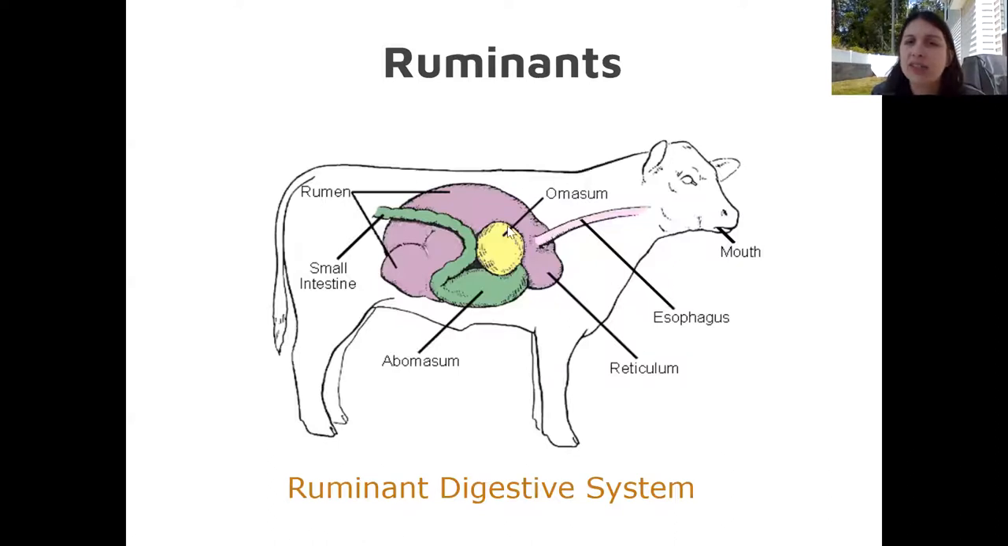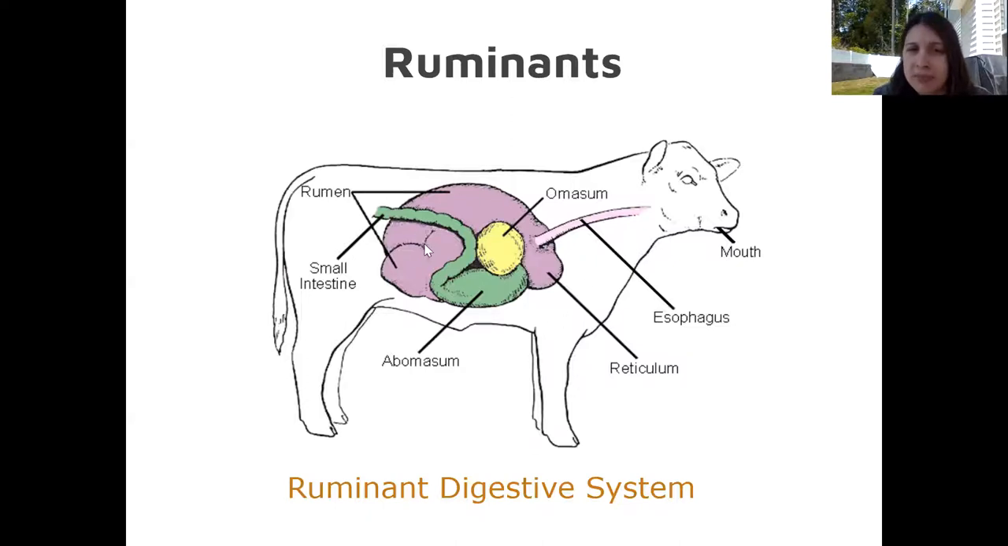Here's a picture of the cow's stomach. All food starts out in the mouth. They grind it up. They don't really chew it. They take their jaw and they kind of do this, and they try to grind it into smaller pieces. It goes down the esophagus to the reticulum and the rumen, which is going to be this purplish color. It's huge. This is like an actual size of the rumen compared to the size of a cow's body.